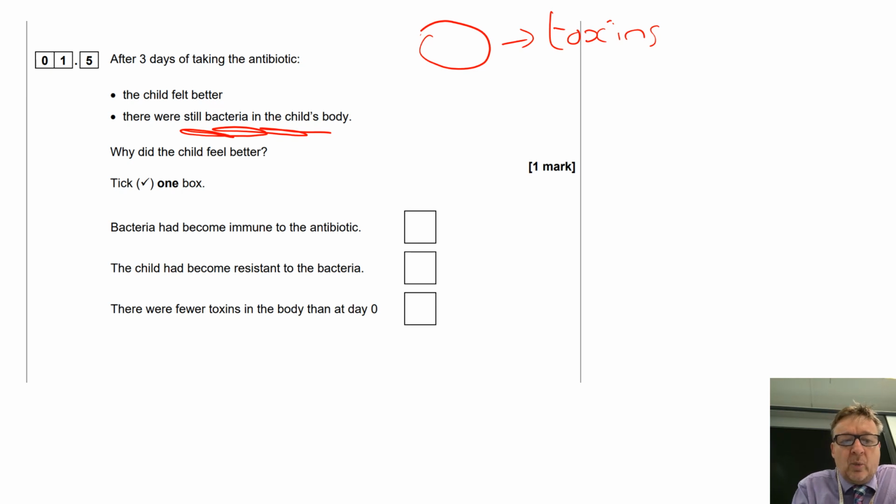So let's have a look. Why did the child feel better? Tick one box, right? If you tick 2 boxes, you're a plonker, right? If you tick no boxes, you're also a plonker, because if you've got no idea, you might as well guess. Bacteria had become immune to the antibiotic. It is never, ever going to happen that quick. The child had become resistant to the bacteria. No, right? That's again not really possible for that to actually happen. There were fewer toxins in the body than in day 0. Correct.